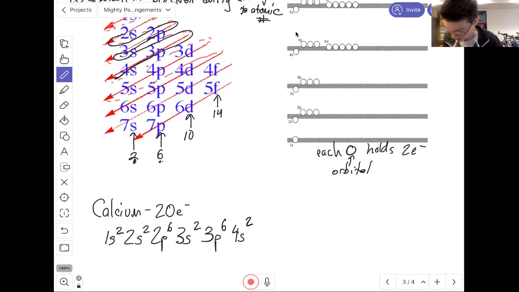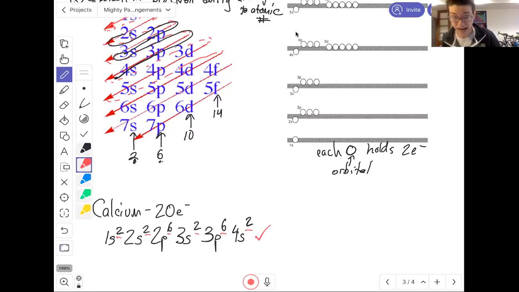If you double check yourself, add 2 plus 2 is 4, plus 6 is 10, plus 2 is 12, plus 6 is 18, 18 plus 2 is 20. That is the correct configuration for calcium. Now that's doing it using the diagram on the left.